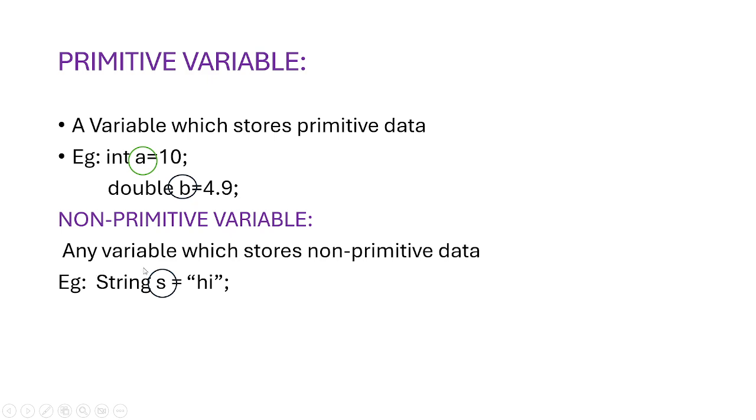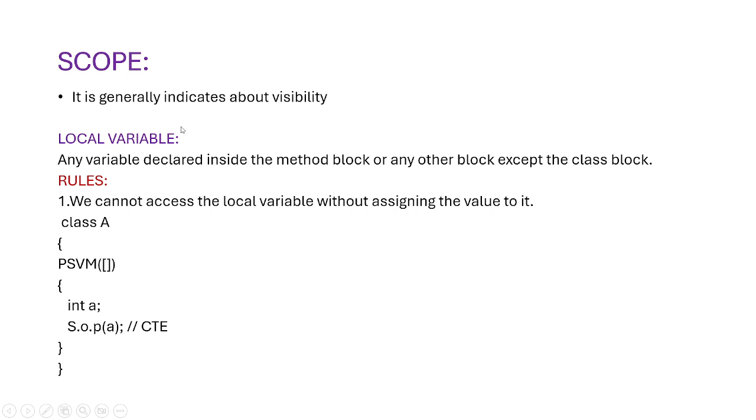Last slide we saw that, right? So it stores the non-primitive data. This s is a non-primitive variable. So a variable which stores primitive data is a primitive variable, and a variable which stores non-primitive data is a non-primitive variable. Next we have scope. Based on scope we have three types: local variable, static variable, and non-static variable.